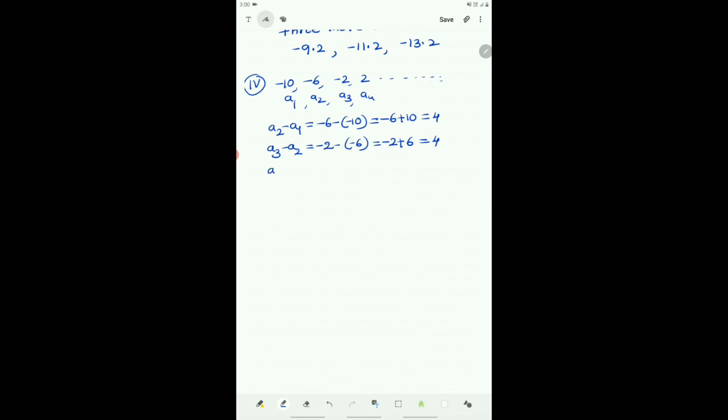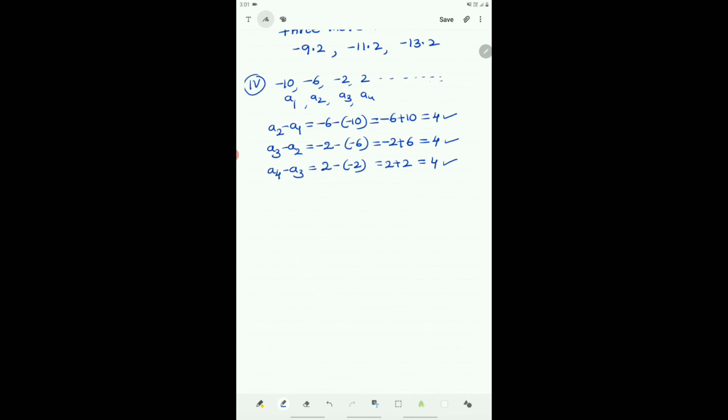Then A4 minus A3. A4 is here 2 minus A3 is minus 2. So it is 2 minus of minus 2, and it is equals to 2 plus 2. 2 minus of minus plus 2. That is 4. See here, you got A2 minus A1, 4. A3 minus A2 is also 4. A4 minus A3 is also 4.